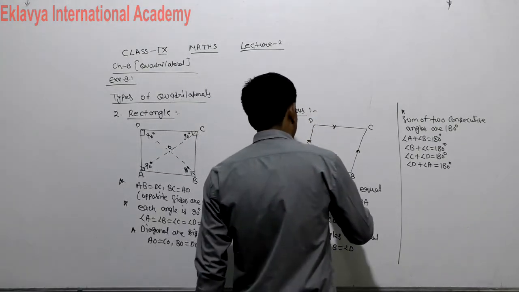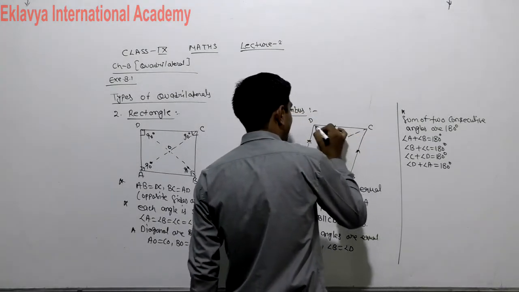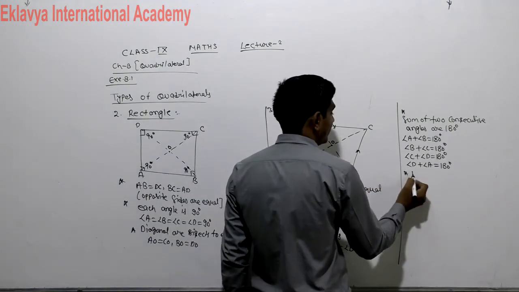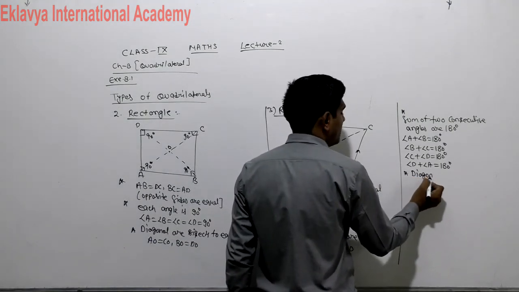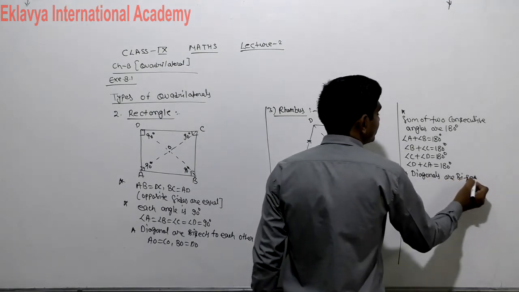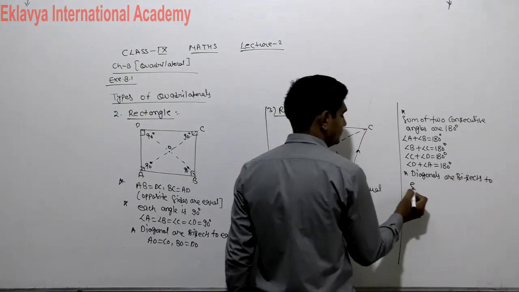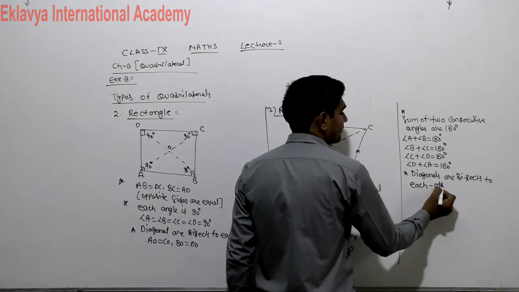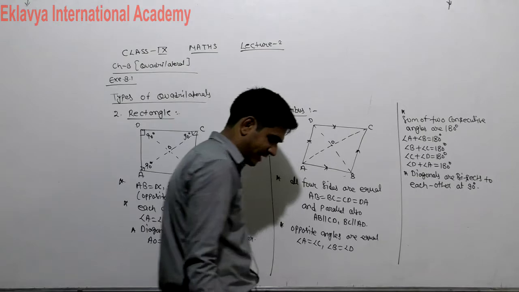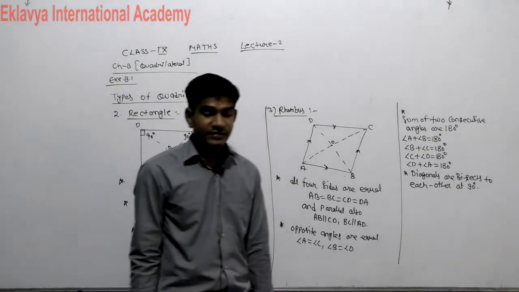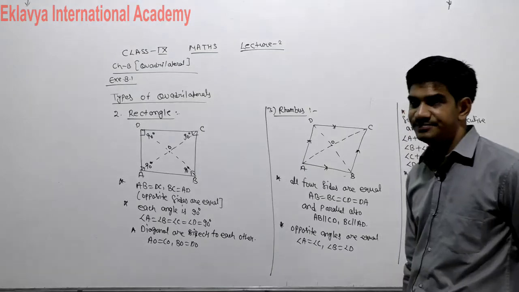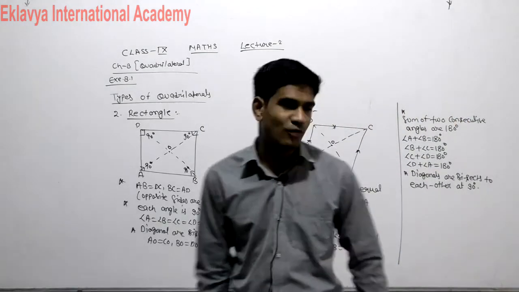Next property is related to its diagonals. So next, diagonals bisect each other at 90 degrees. Meaning in a rhombus, its diagonals bisect each other at 90 degrees. That is the important property of the rhombus.